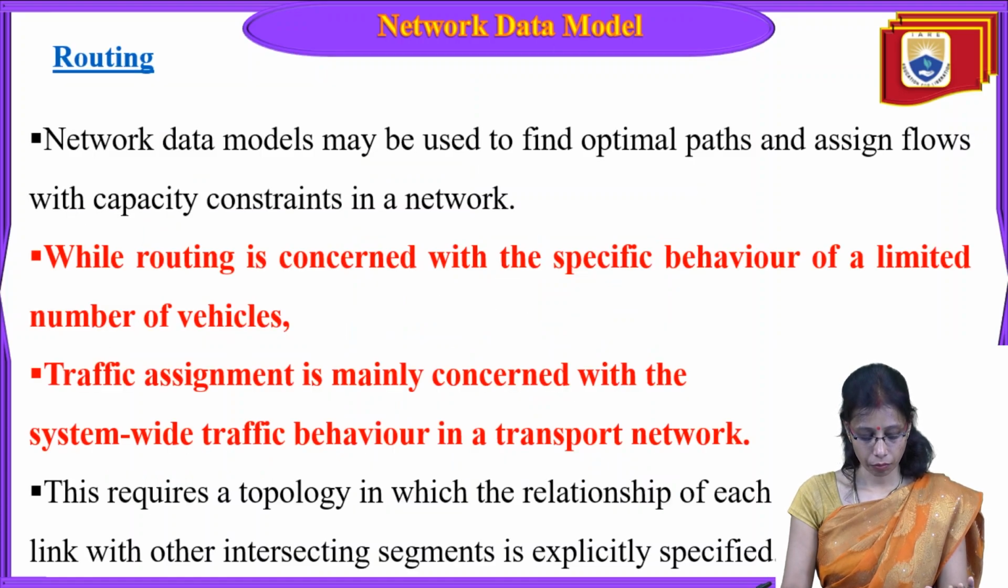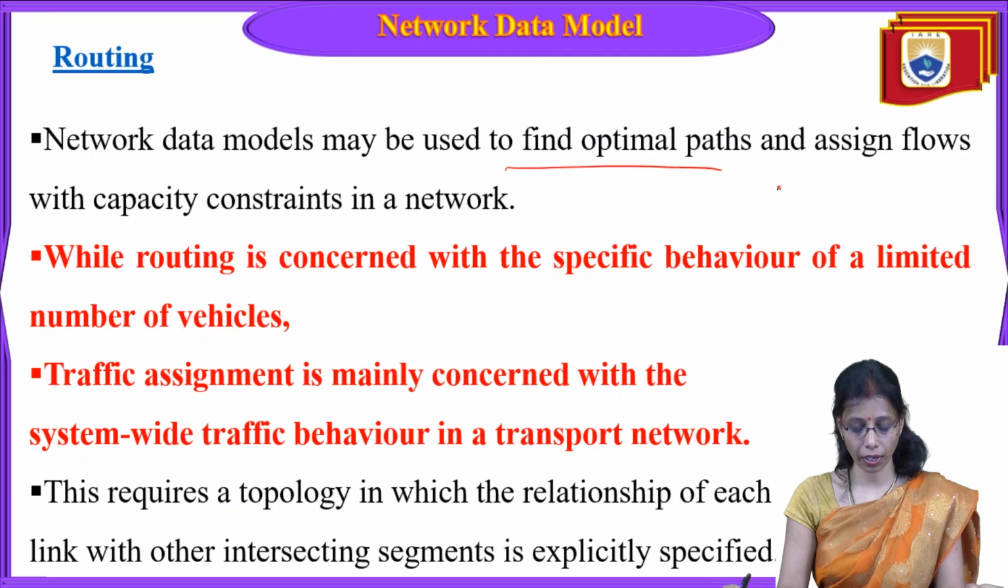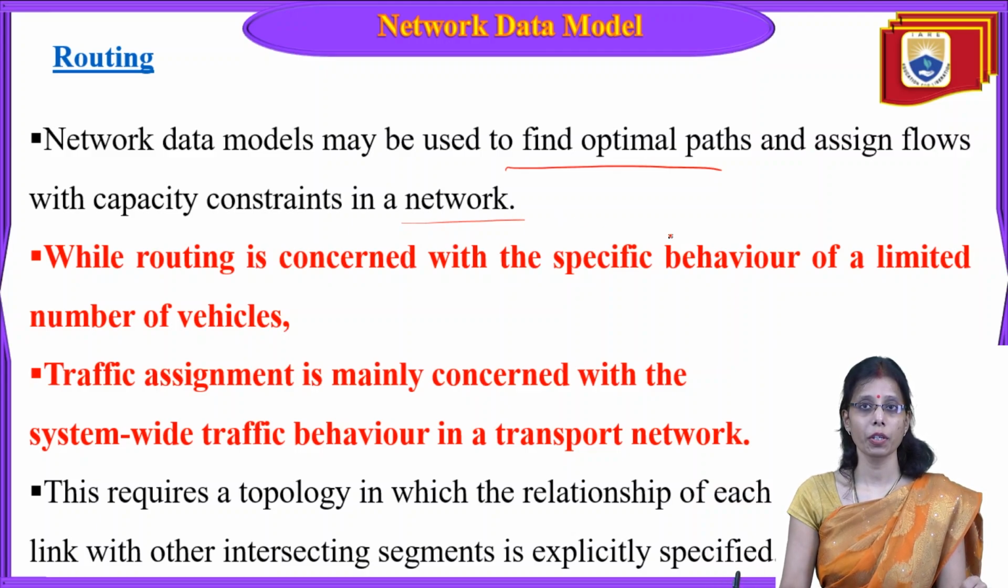Now routing. What is routing? Network data models may be used to find optimal paths and assign flows with capacity and constraints in a network. So what are the optimal paths? If you want to know, through routing it will show you the optimal path, and it will assign the flows with capacity constraints in a network.